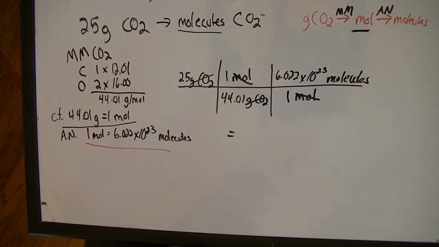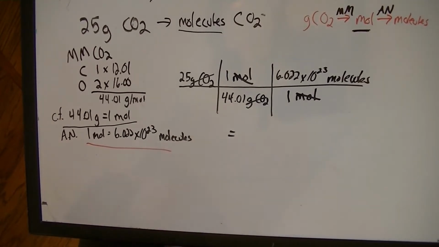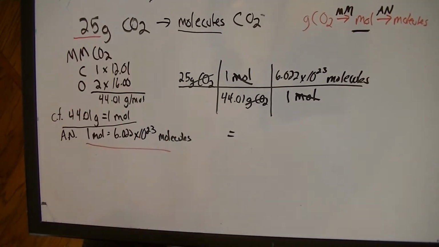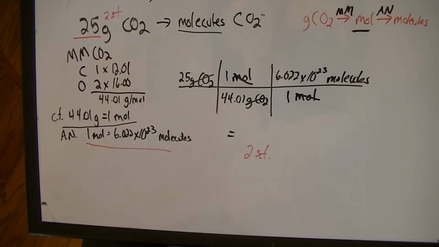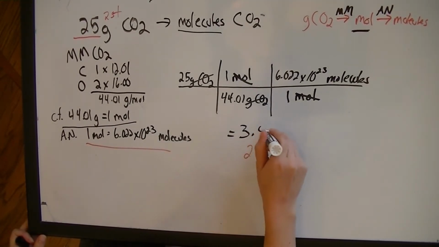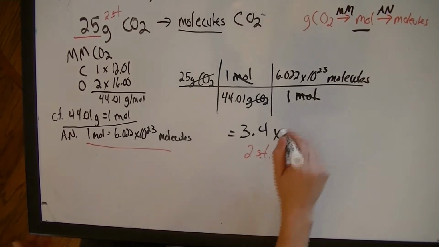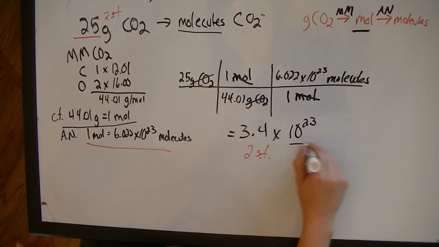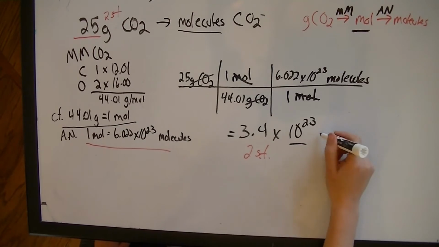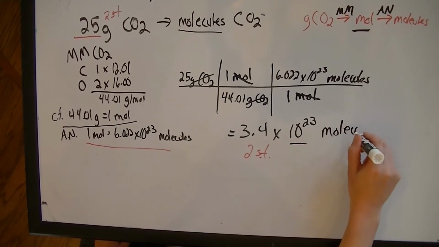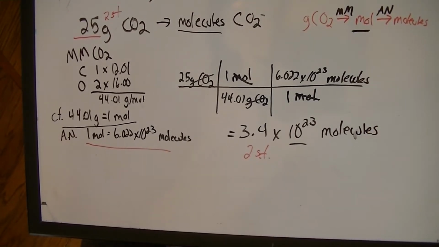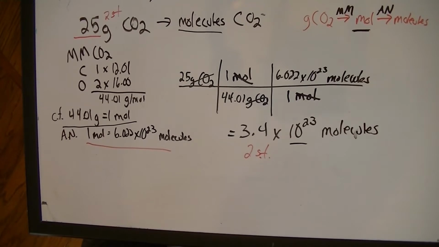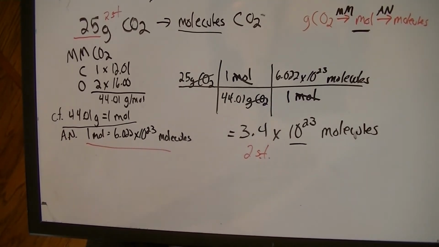Let's see. How many significant figures do I have? So going back to your original number, there are 2 sig figs here. So I am going to report 2 sig figs in my answer. So I'm going to stop at that 3.4. So 3.4 times 10 to the 23rd. So don't forget that times 10 to the 23rd. That's important. And my units are molecules because I am talking about a covalent compound. All right. So that is the first problem on the PowerPoint.